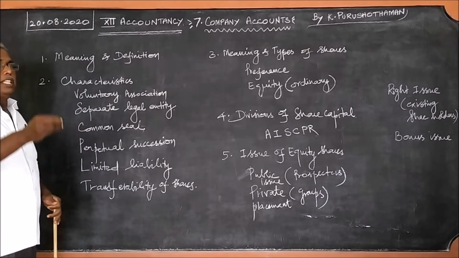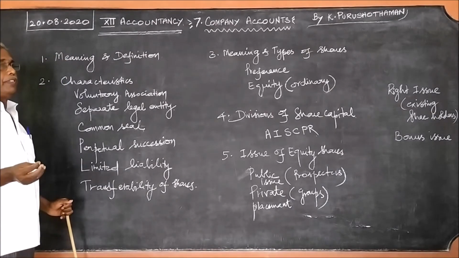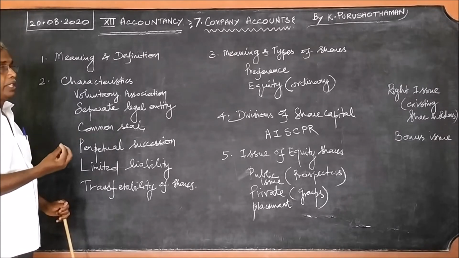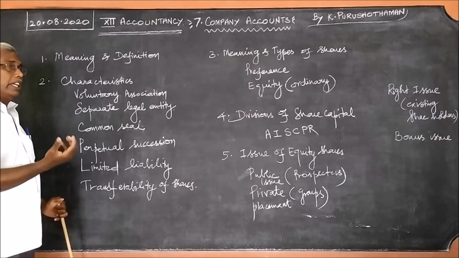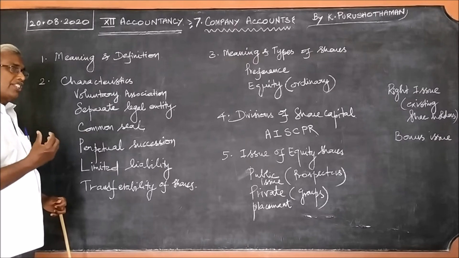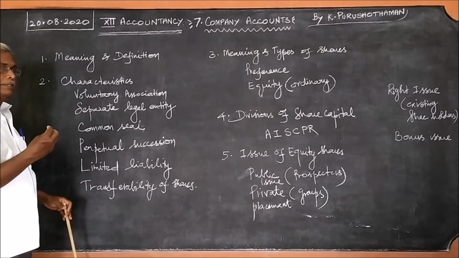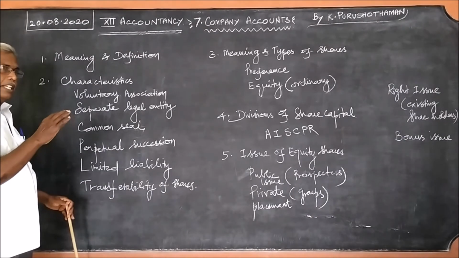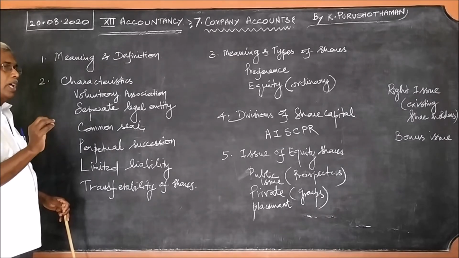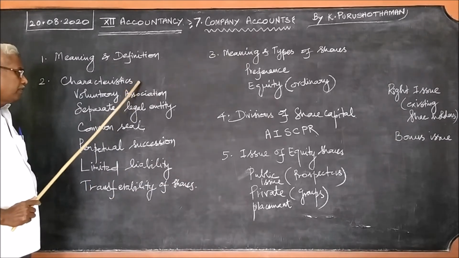Here, it is a voluntary one. If a person wants to invest his money, even if it is a small amount, even if it is very meager, they can join a company as a shareholder by buying the share from the company. So, here nothing is compulsory. It is a voluntary association of members.